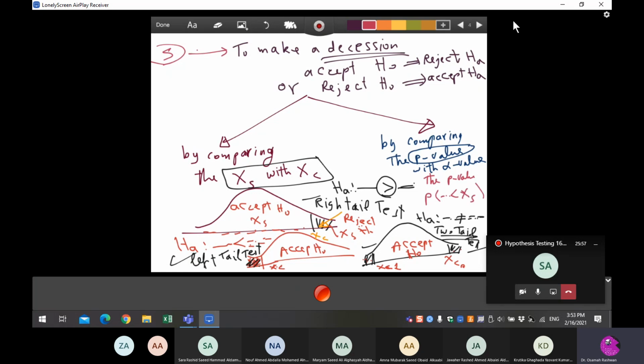Okay, and I think this is the most popular one, especially when you are using the software. So you have two ways of comparing, the critical value with the stat value, just to have the decision for rejecting or accepting. Once you finish all of this, you just write a summary.